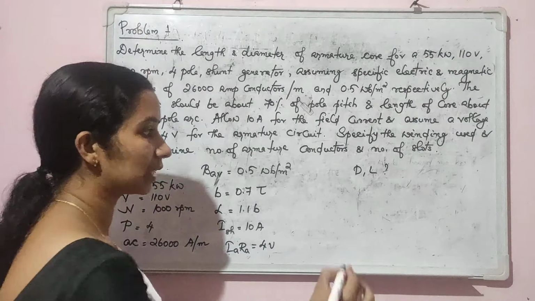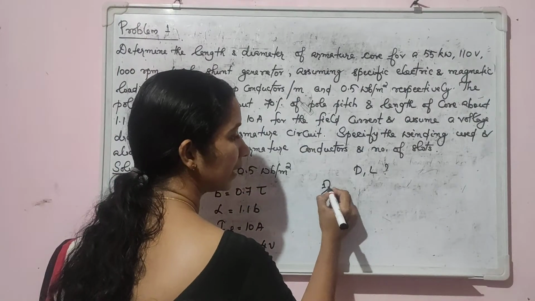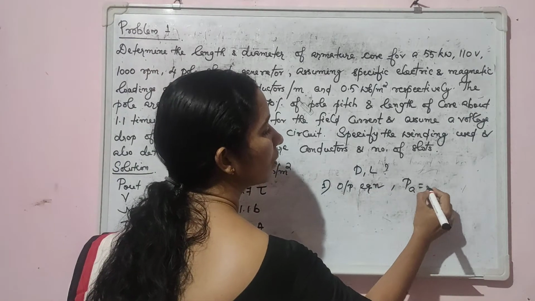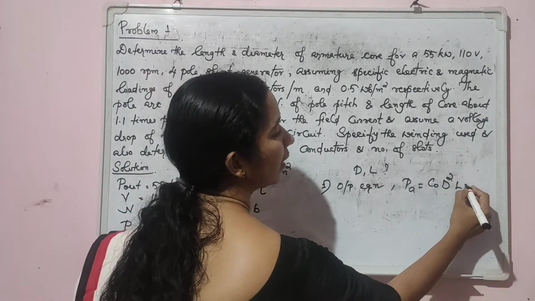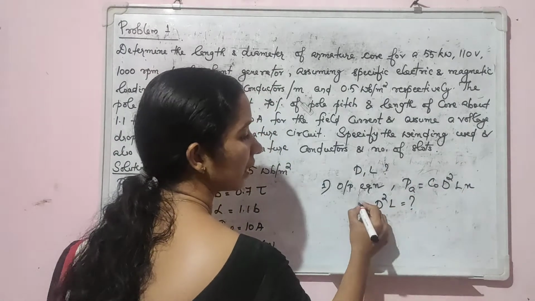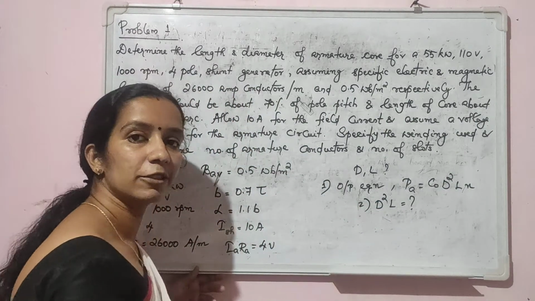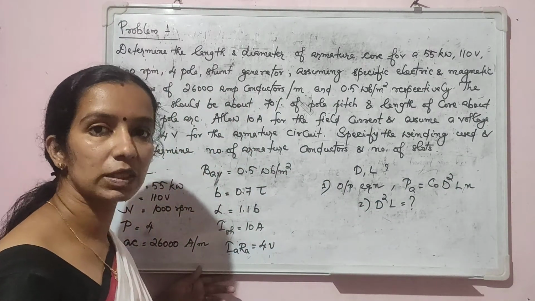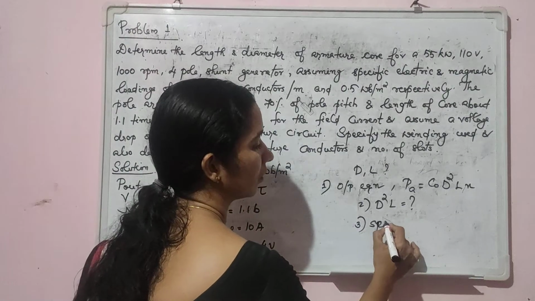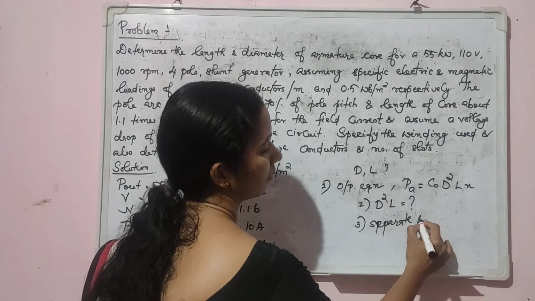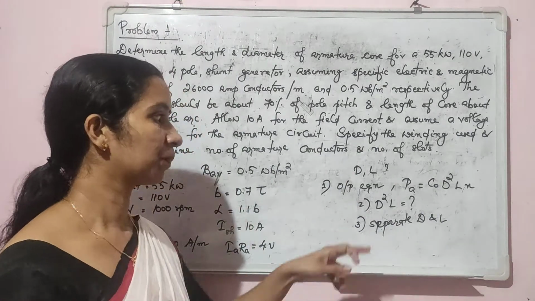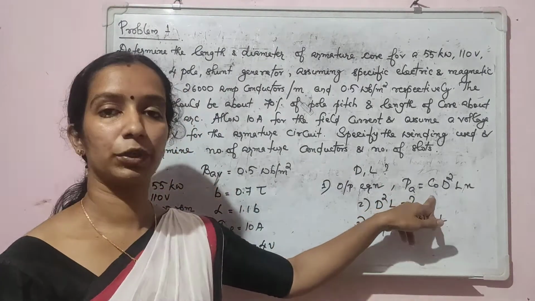So for that, what is the procedure? We will first take the output equation, Pa is equal to C0 D square L into N. From here we have to find out the value of D square L. Thereafter, based on the dimensional relationships of the pole, we have to separate D and L. So this is the basic procedure for finding out the main dimensions: find out D square L from the output equation.